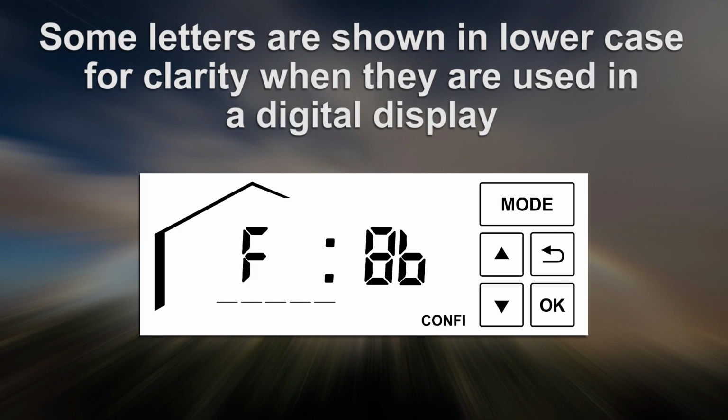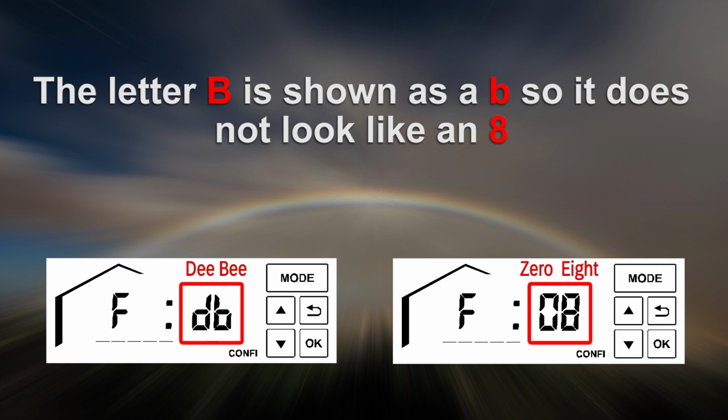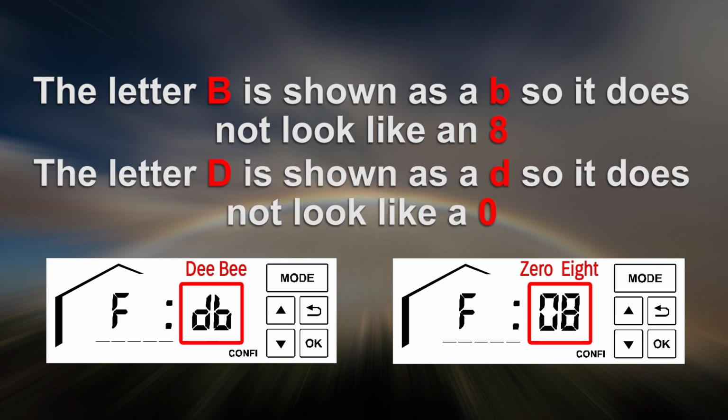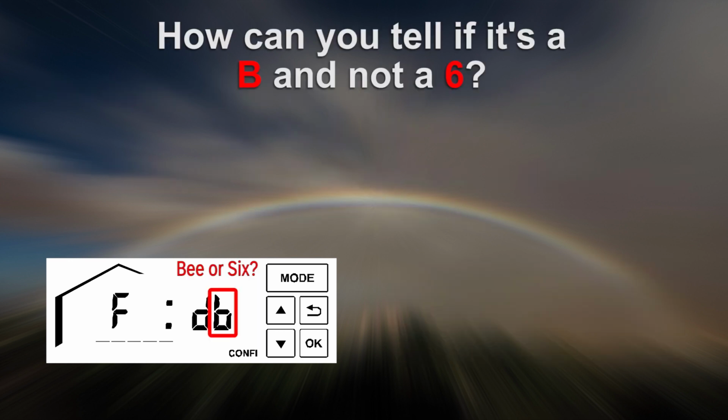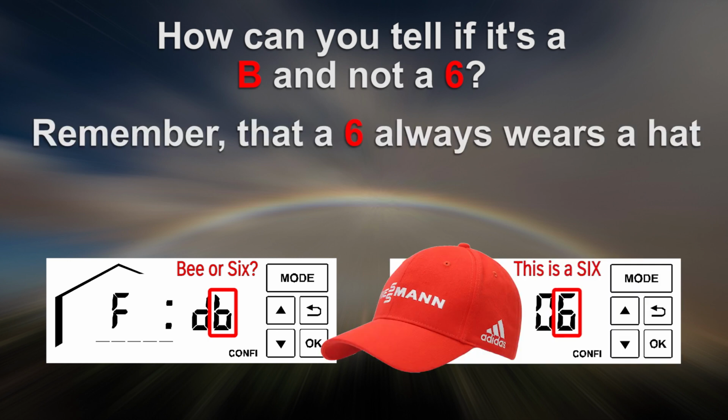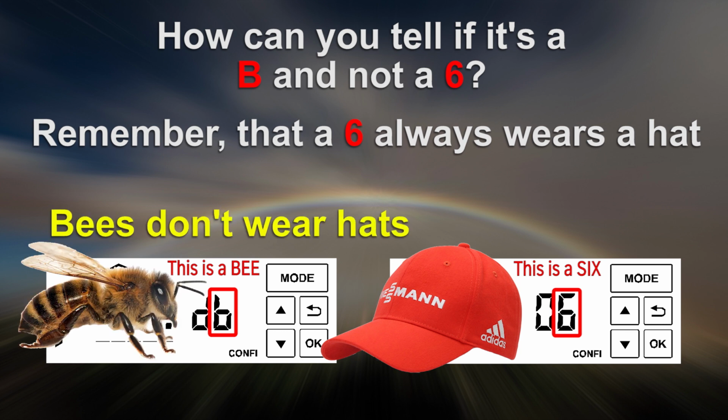Some letters are shown in lowercase for clarity when they are used in a digital display. The letter B is shown in lowercase so that it doesn't look like an 8. And the letter D is also shown in lowercase so that it does not look like a 0. But how can you tell if it's a B or a 6? Remember, a 6 always wears a hat, so this is a B. And Bs don't wear hats.